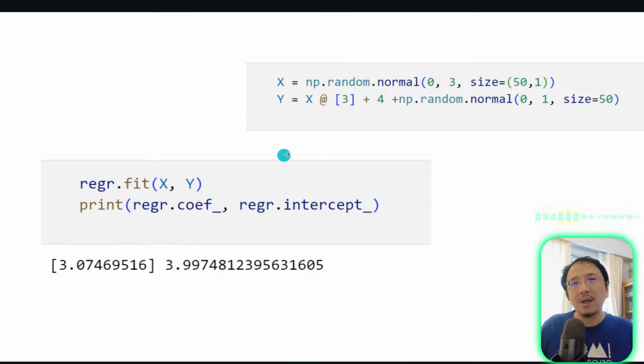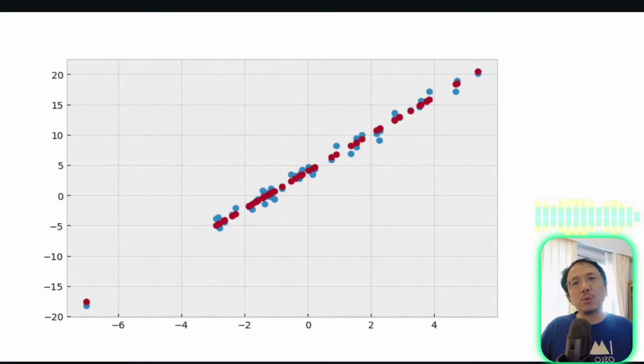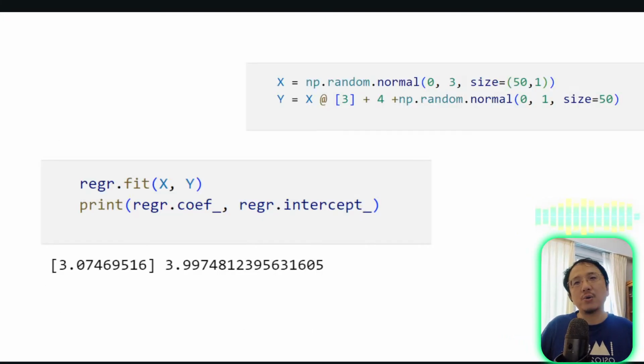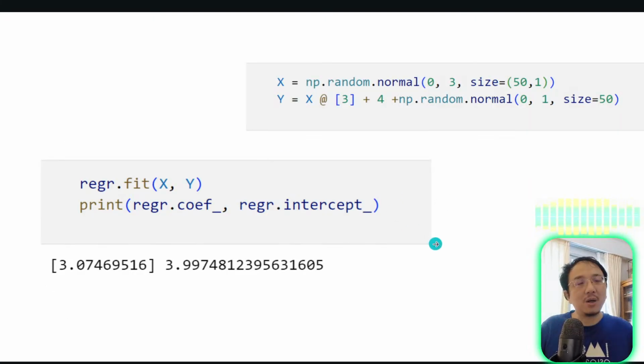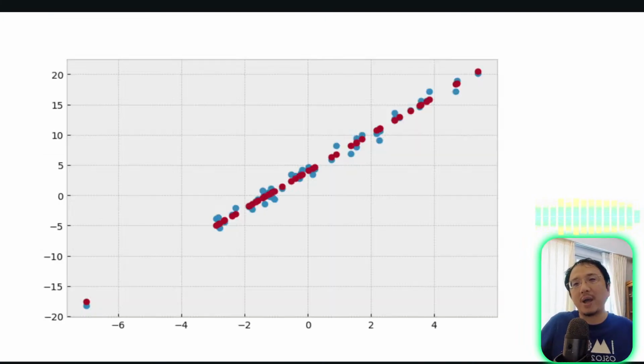For the linear regression in particular, we can use these two things to find out the parameters. The first one: the answer is 3 and we get 3.07. And the second one should be 4. It is called the intercept. The correct answer is 4 and we get something pretty close, 3.997. So that's how we use it. And when we want to do the prediction, we can always call predict. I didn't put the code right here, I probably should, but you can see the result right here.